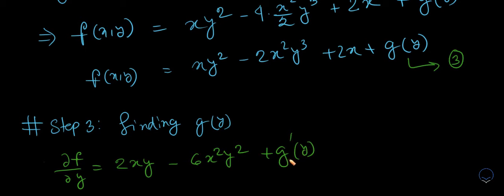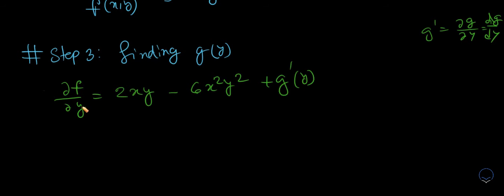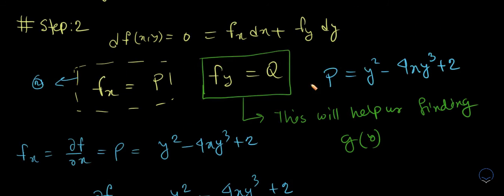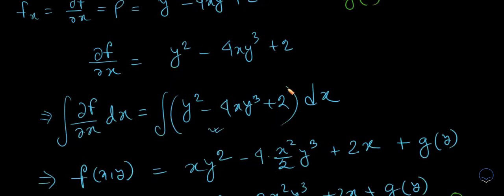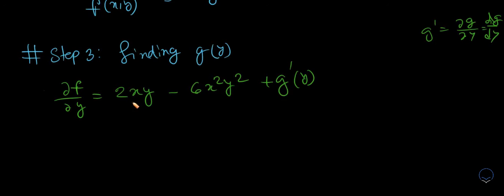That means the derivative with respect to y. G prime is just dg dy, or, since this is a function of y only, you can write it as dg by dy. So we found this partial derivative of f with respect to y, but this condition f_y equals Q will give us something for the left hand side. So our Q was 2xy minus 6x squared y squared, right?